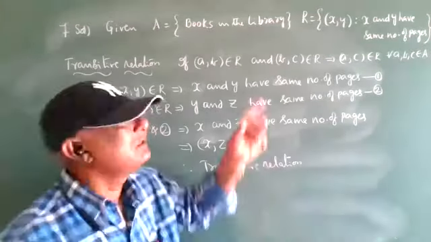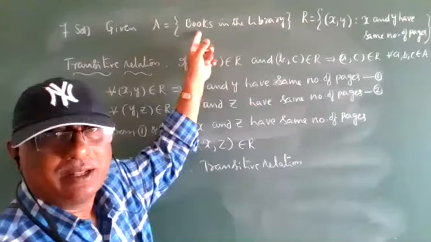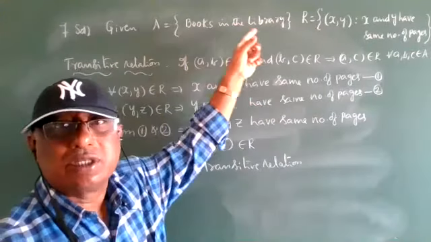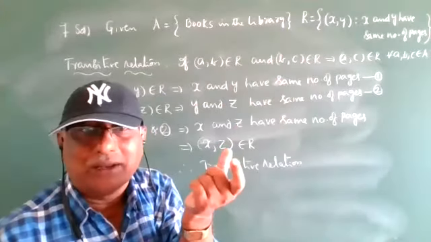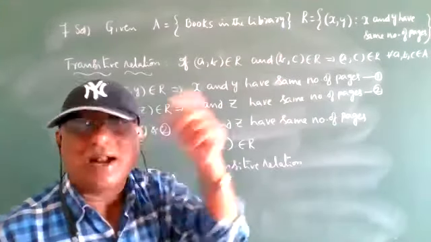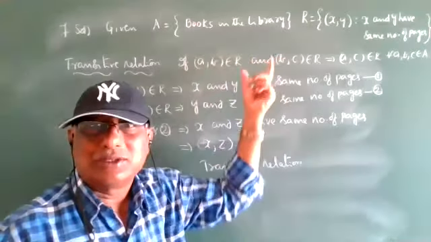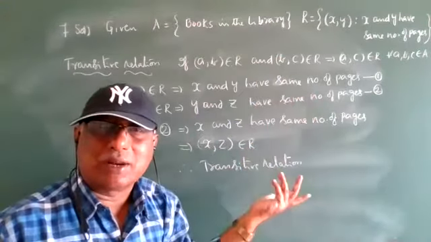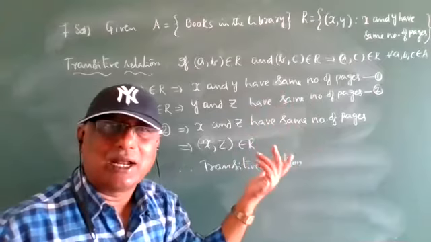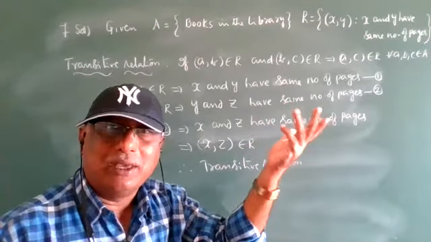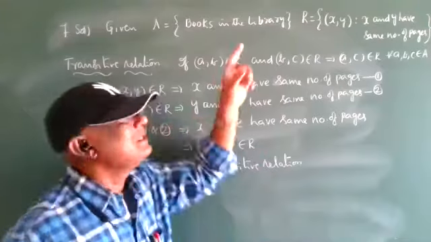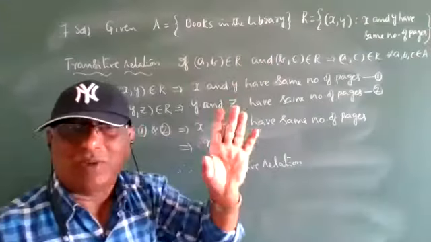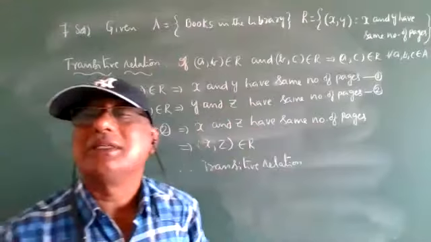The question is only 2 books, not a set read. What is the set A? Books in the library. R is the ordered pair. One ordered pair is representing X comma Y. The second ordered pair is Y comma Z. The third ordered pair is Z comma P. There are a number of ordered pairs.